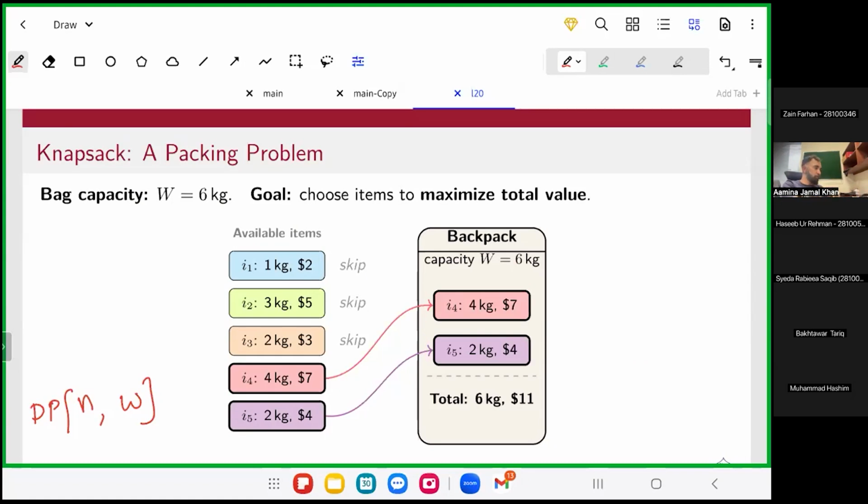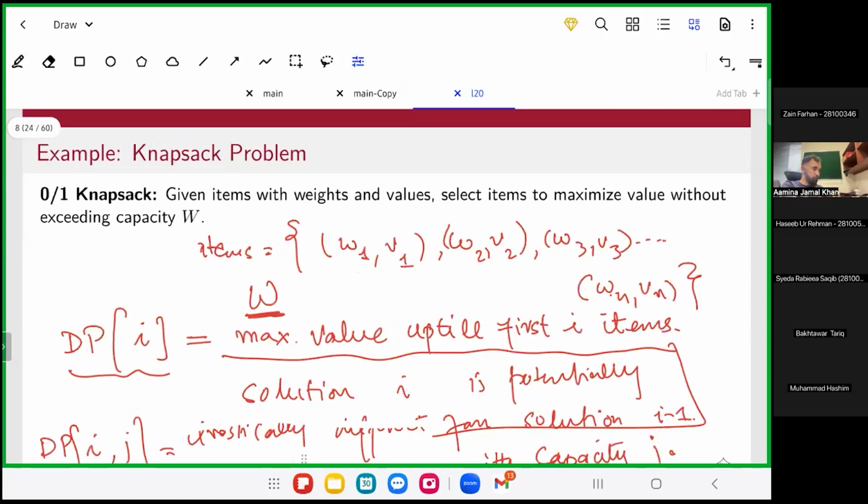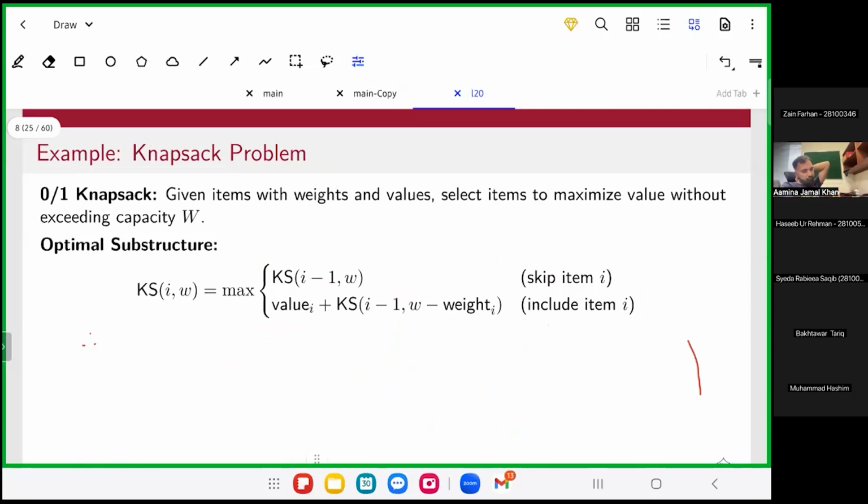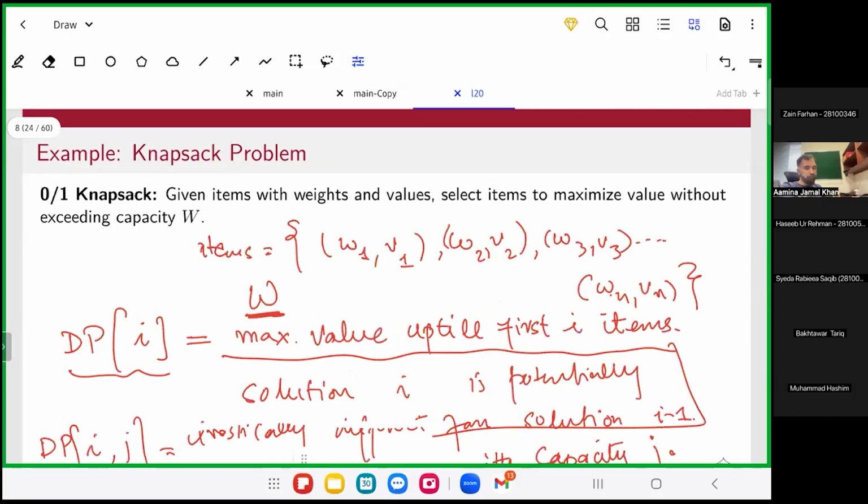Okay, so let's go and see the recurrence. I think once you know DP of I J, you should be able to come up with the recurrence. Let's try. So now we know what DP of I comma J is. DP of I comma J is the maximum achievable value using the first I items with the capacity of J. So how do you figure that out? How do you figure out DP of I comma J based on smaller values of the first index I or the second index J?